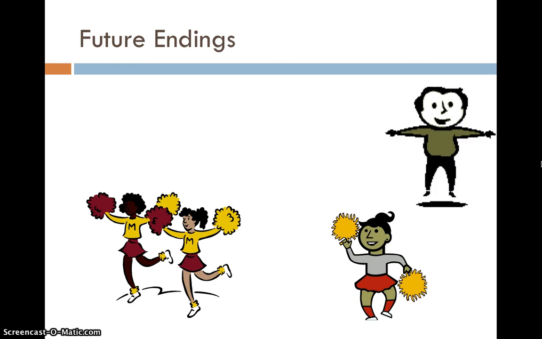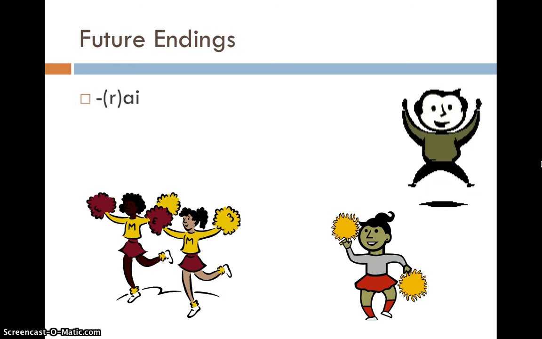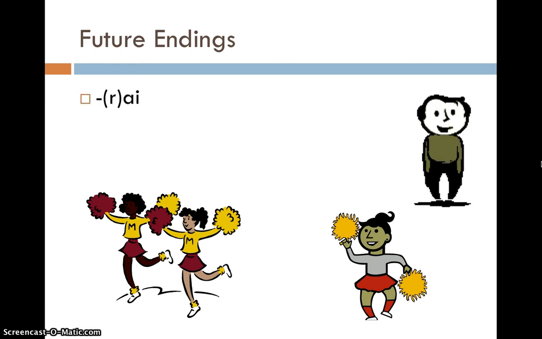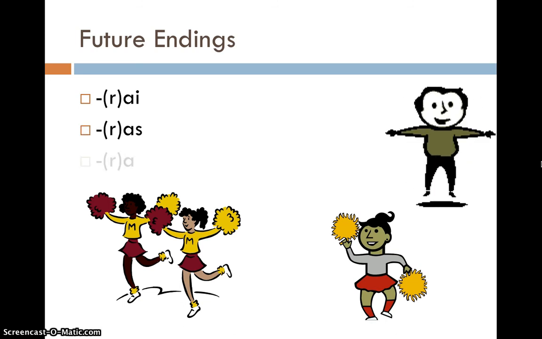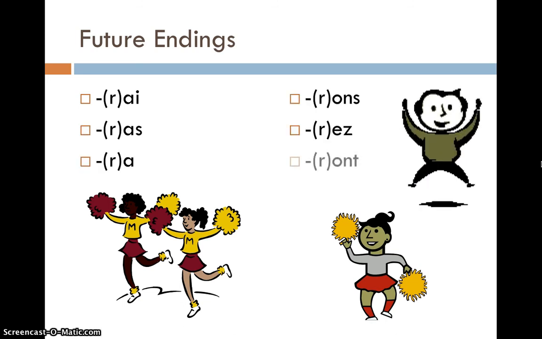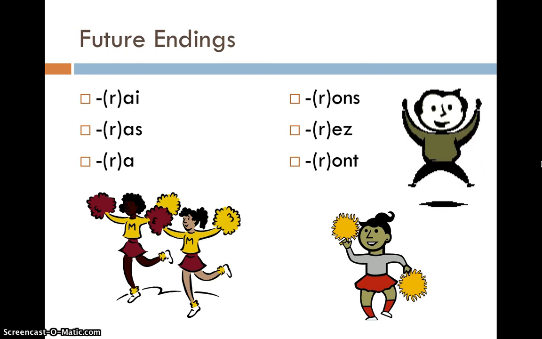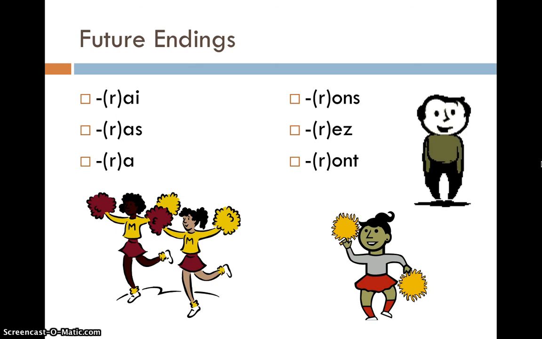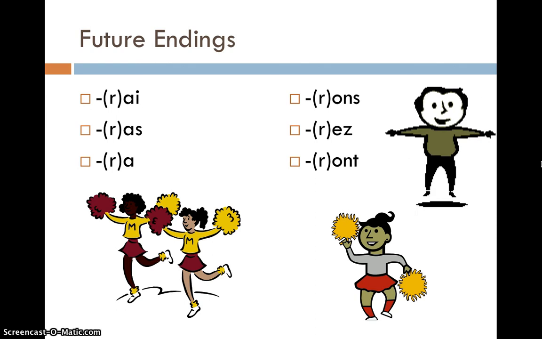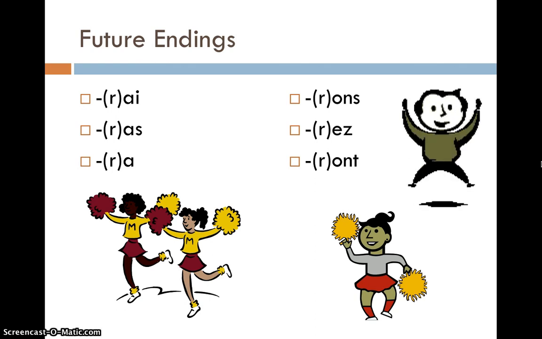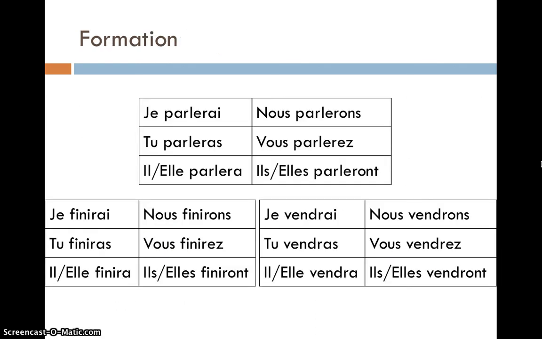And then for the endings, we talk about cheerleading, because since they all end in R, and then we add the endings, we can say ré, ras, ra, rons, rez, ront. Try saying it yourself. So the endings are ai, as, a, ons, ez, ont, and then we add the R, so it sounds like cheerleading. So you add these endings to the future stem to form the future tense. So pause the video and make sure that you have these correct.